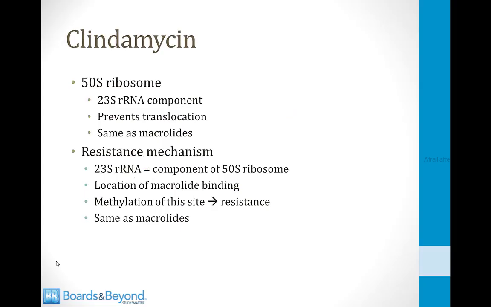The next antibiotic is clindamycin, and the easiest way to understand the mechanism of clindamycin is to think of it as the same as macrolides. So just like macrolides, clindamycin binds the 50S ribosomal subunit, and also similar to macrolides, it binds the 23S rRNA component, and this prevents translocation. It also has a similar mechanism of resistance to macrolides. Methylation of that 23S rRNA site will prevent binding of clindamycin, and that's how bacteria become resistant.